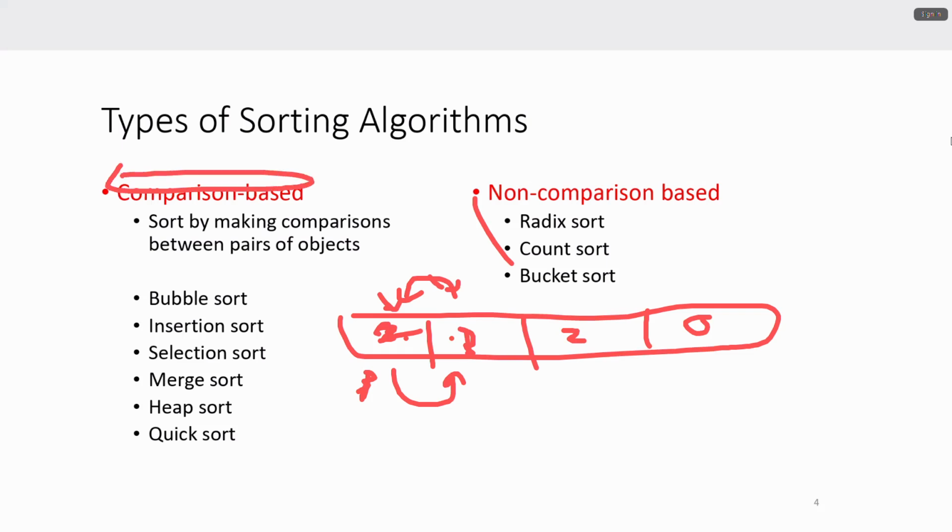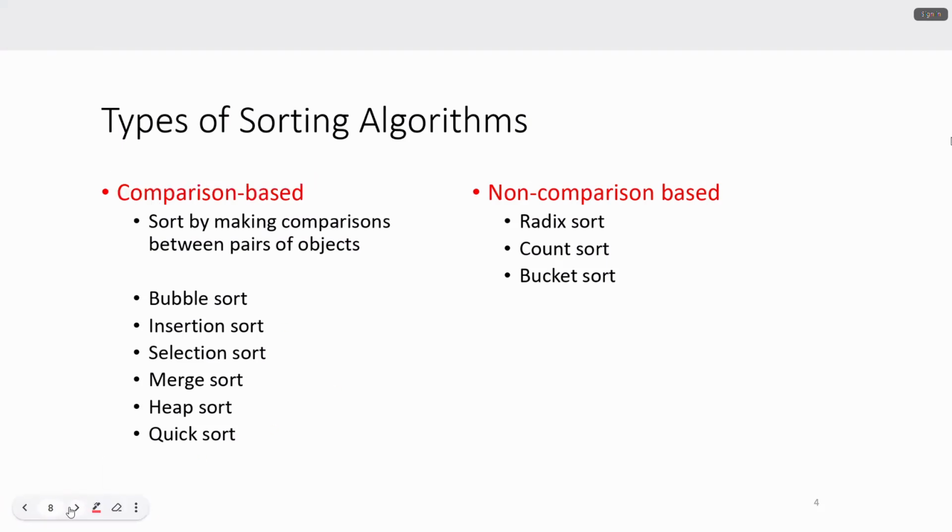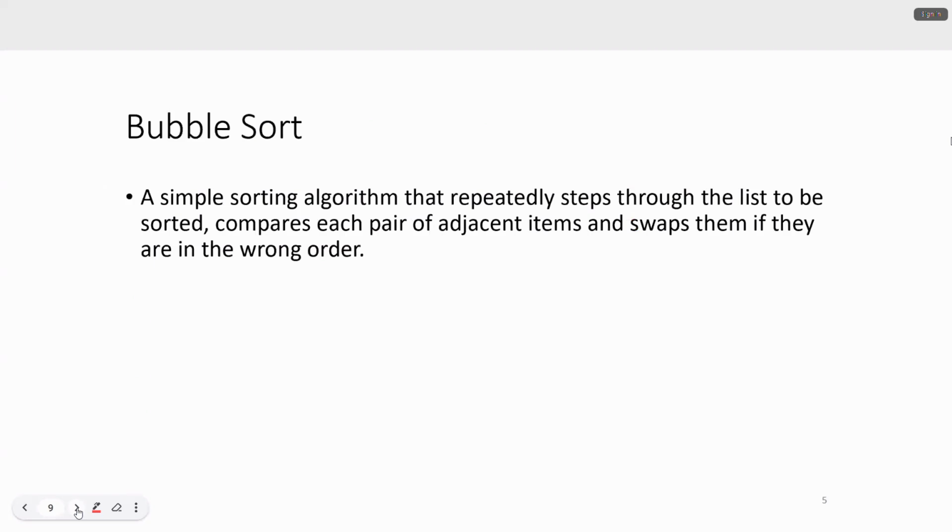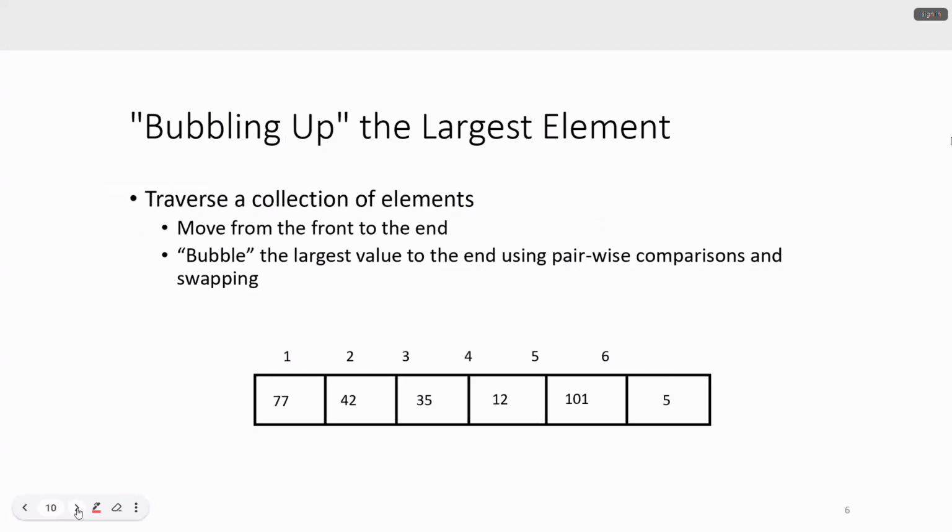That is what we mean by comparison based. And the second one is where we are not comparing two things; we are doing something else, so the array itself will be sorted. The easiest one in the book is bubble sort. It is a really simple algorithm: it just takes two elements, compares them, and swaps them. That's all there is to bubble sort.